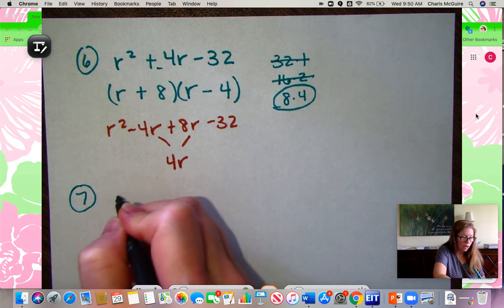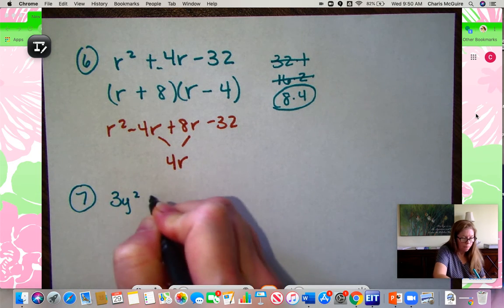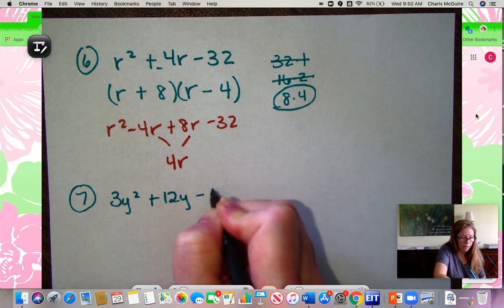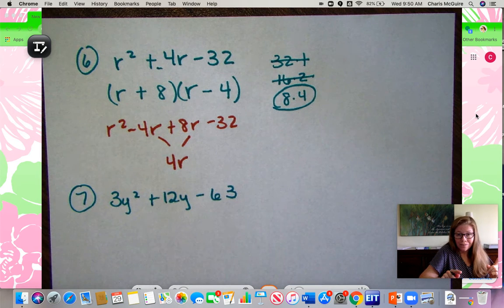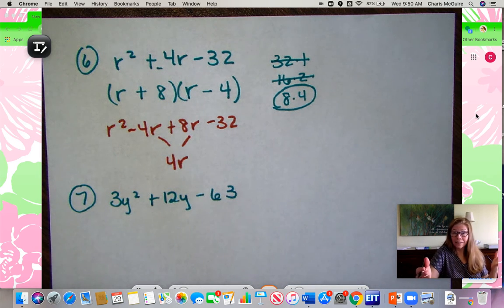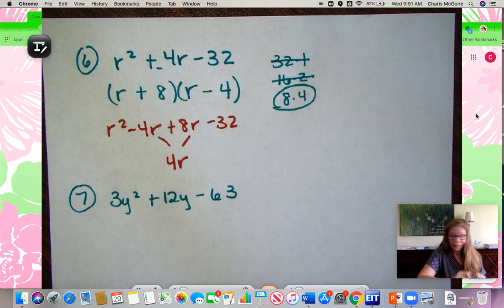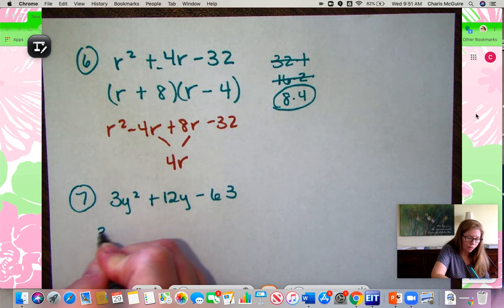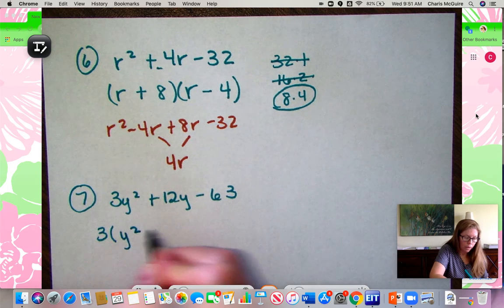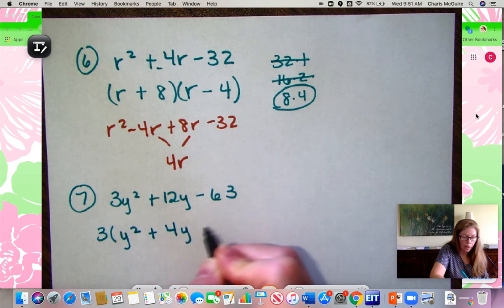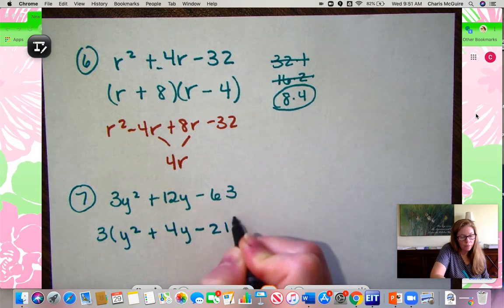Number 7, 3y squared plus 12y minus 63. Now you're thinking, oh my gosh, look at those numbers, Mrs. McGuire. First question, GCF. Yes, there's a GCF. So what's the GCF on this problem? Hope you said a 3. Yes, we're going to factor out that 3 first. So 3y squared is now going to be y squared plus 4y minus 21.